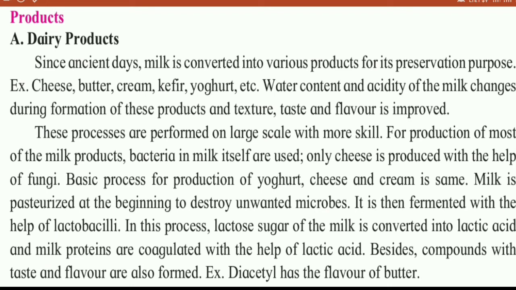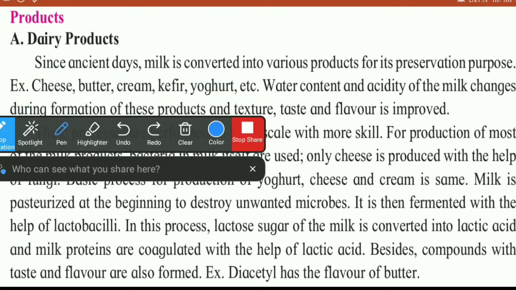Milk is pasteurized first, at the beginning, to destroy unwanted microbes. The milk is pasteurized at a certain temperature for a certain period of time. Then the unwanted microorganisms, which are not used in this process, are destroyed. Then it is fermented with the help of lactobacilli. We add a certain amount of lactobacilli to the milk, and in this process, the lactose sugar of the milk is converted into lactic acid, and milk protein is coagulated with the help of lactic acid.